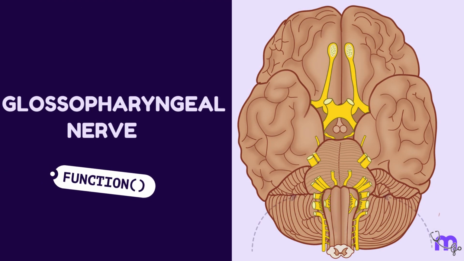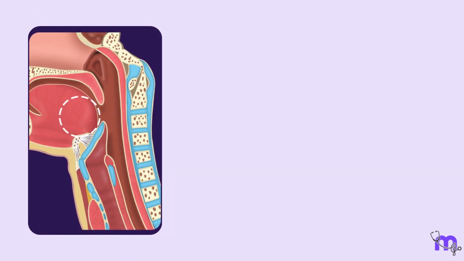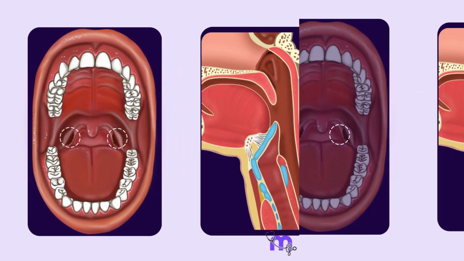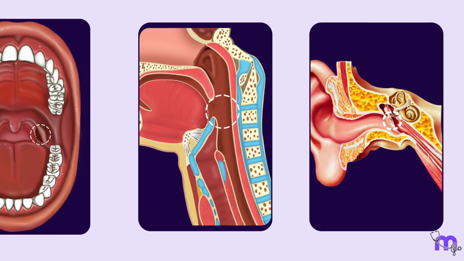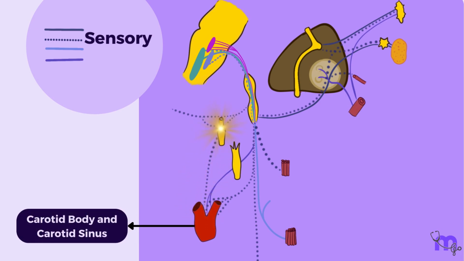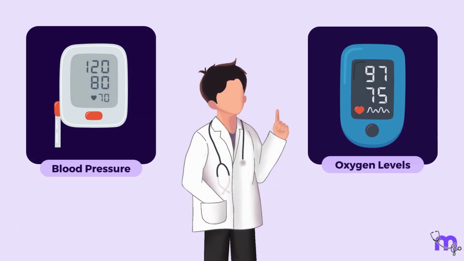Let's dive into the functions of the glossopharyngeal nerve. The somatic sensory fibers carry sensations from the posterior part of the tongue, the palatine tonsils, the oropharynx, and the middle ear. The visceral sensory fibers are responsible for picking up signals from the carotid body and the carotid sinus to maintain normal blood pressure and oxygen levels.